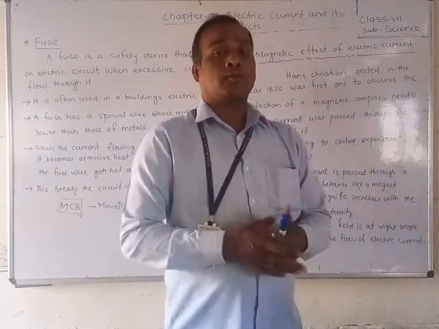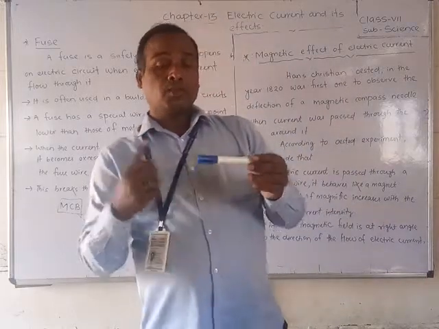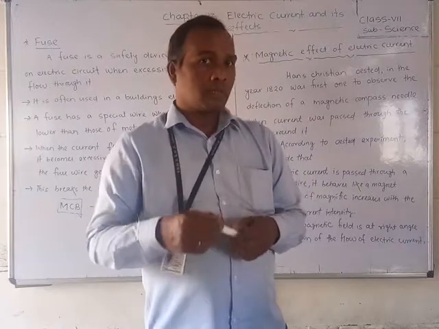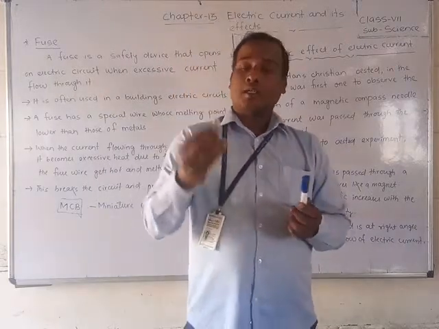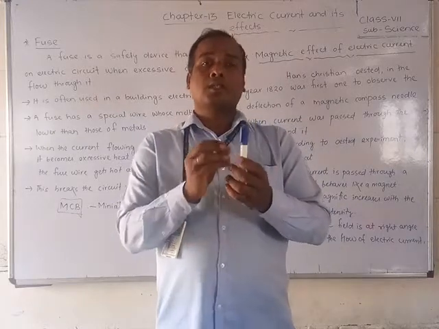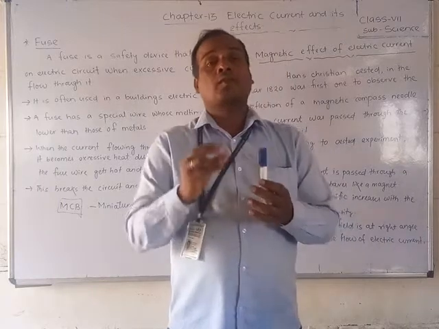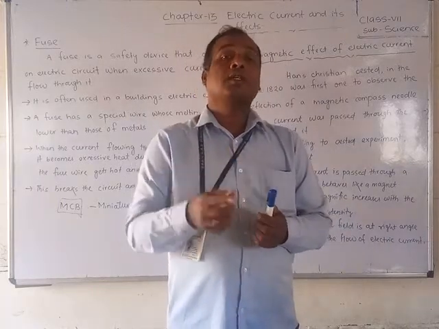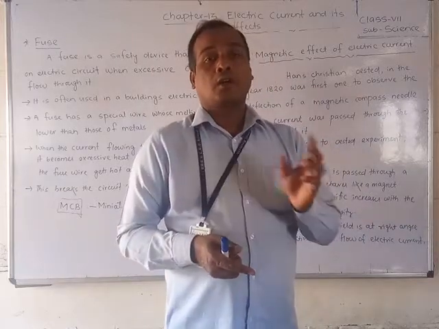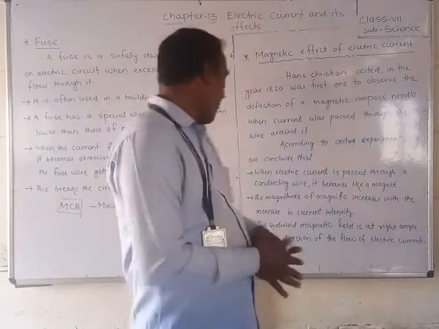According to his experiment, if current passes through a conductor, then the conductor behaves just like a magnet. He observed this by taking a magnetic compass needle near the conductor and switching on the current. When the current passed, the needle of the compass was deflected. So he observed that there is definitely a magnetic field around the conductor when current flows.